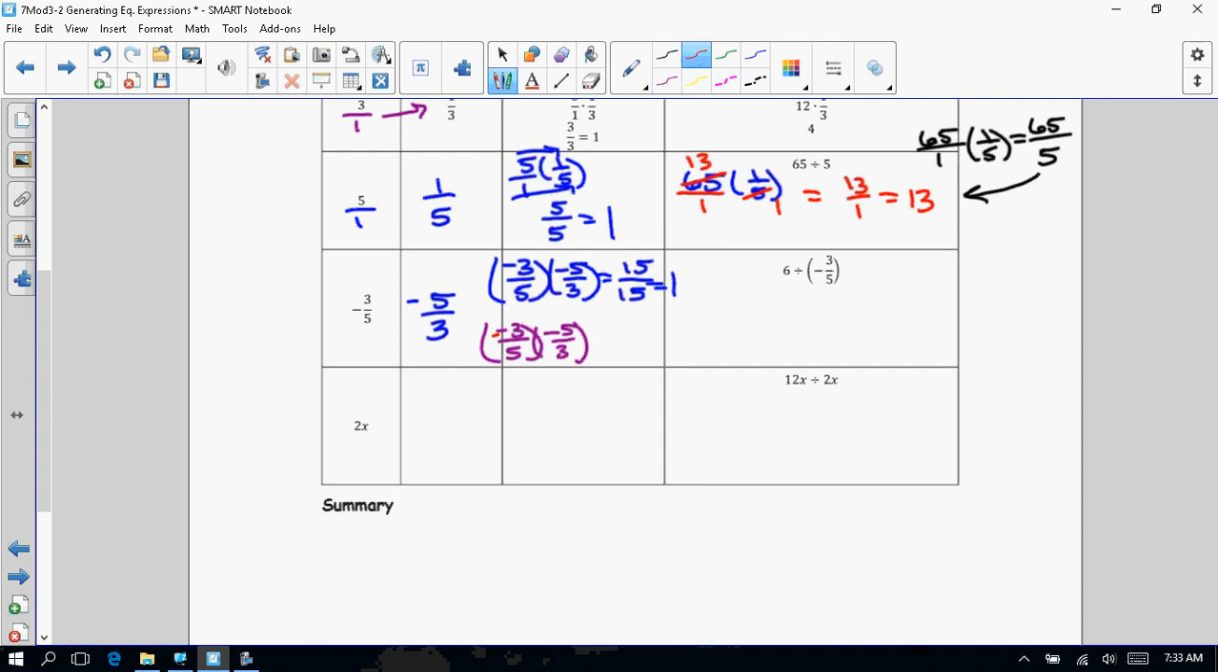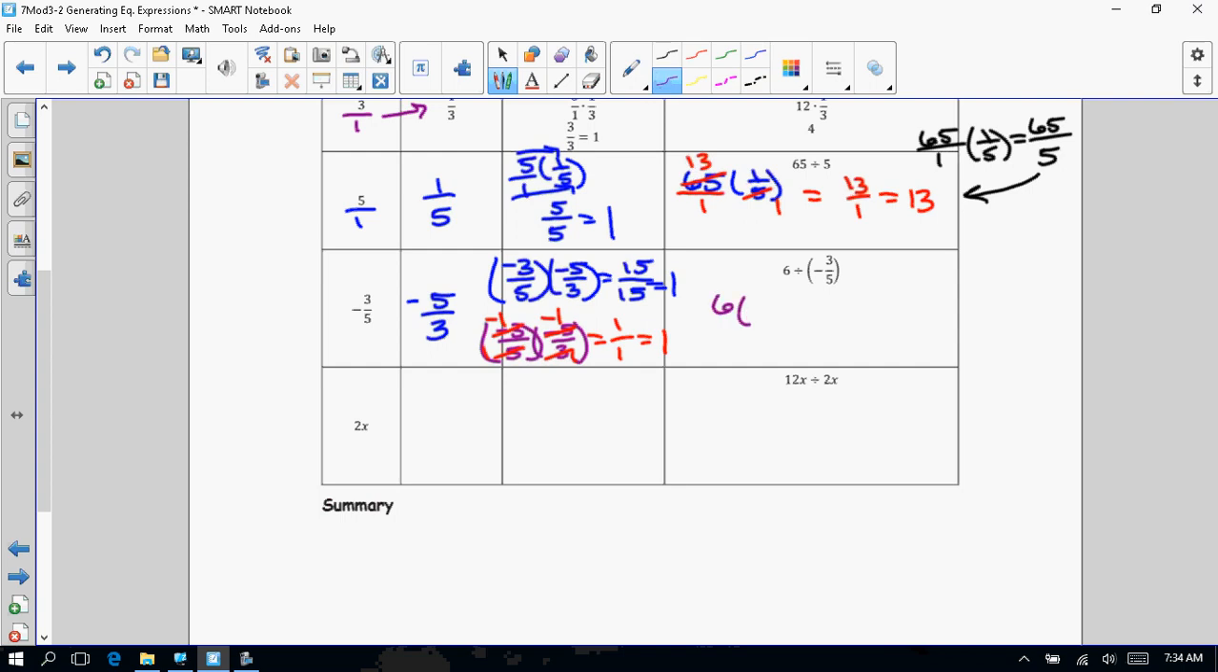Cross-reducing, -3 goes into +3, -1 time. +5 goes into -5, -1 time. And so I actually end up with +1 over +1, which of course equals 1. So you can cross-reduce. You're going to get the same answer. All right, so dividing by a number is the same as multiplying by the reciprocal.